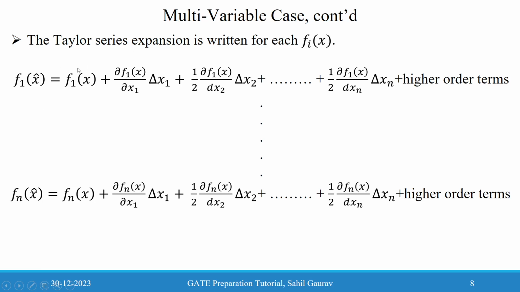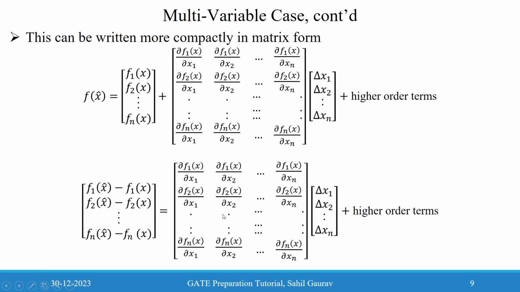Now we take the Taylor series expansion with respect to each f_i(x). So we will get the Taylor series expansion of f1(x cap) and so on up to fn(x cap), like this. If you write this in matrix form, you will get it this way. And if you move f1(x), f2(x) to the left hand side, then we will get this second equation in matrix form.